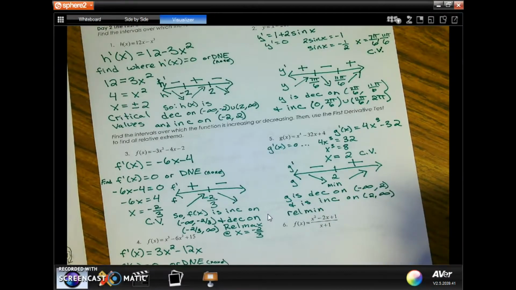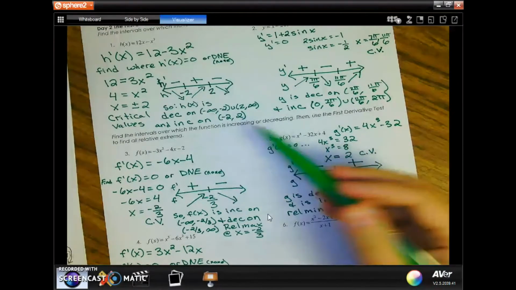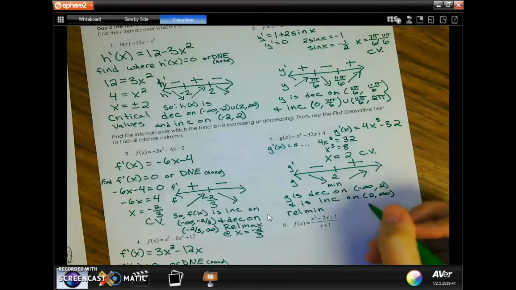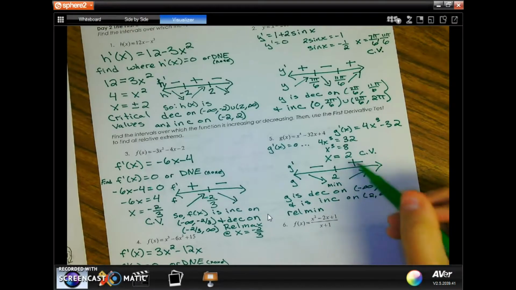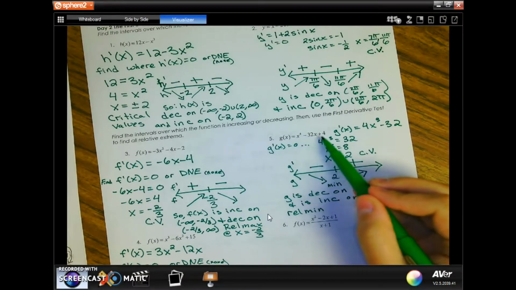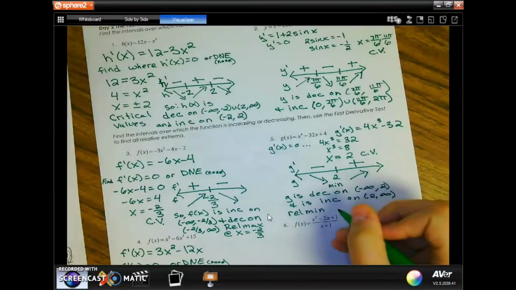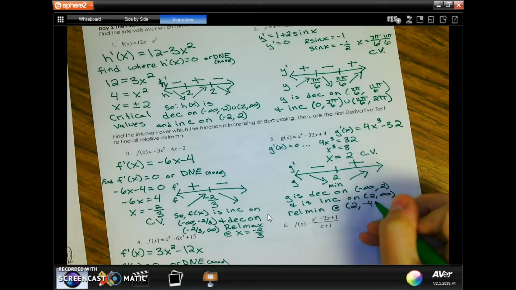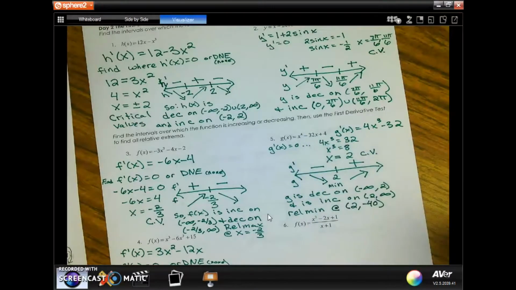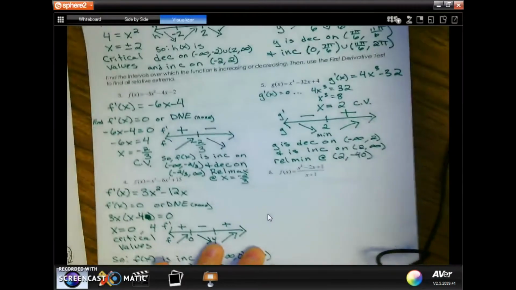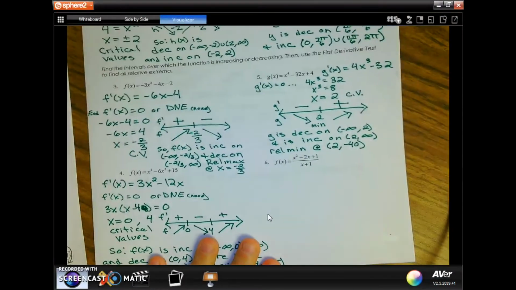If you wanted to go a step further, did this question say to give me a point? It didn't say that I had to give a point, but if you wanted to, you would take the 2 and plug it back into the original. So 2 to the 4th, then minus 64 plus 4, that would give you negative 40. So you could say that there's a relative minimum at x equals 2, or if you wanted to be more specific, you could say 2 comma negative 40. And again, you get that negative 40 by plugging 2 back into the original. Okay, so we'll just move this up. And again, you can check your work against the other ones as we're moving along.